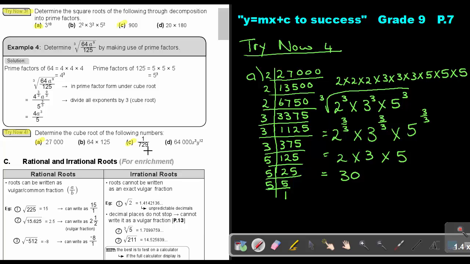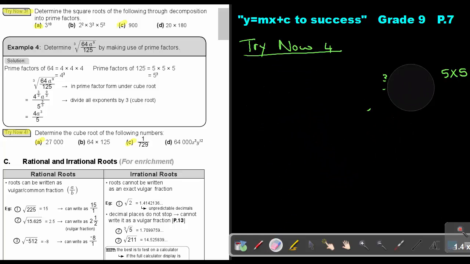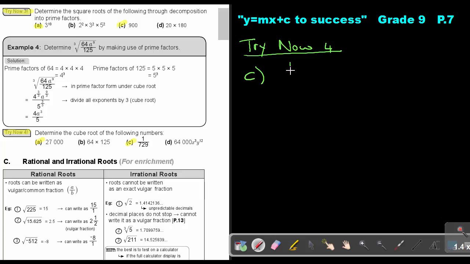Okay, and then the last one, we're just going to make space for that one. Number C. Okay, so if we look at number C, it's 1 over 729. Okay, so if we look at this one, we are going to say, again, take the prime factors of 729.